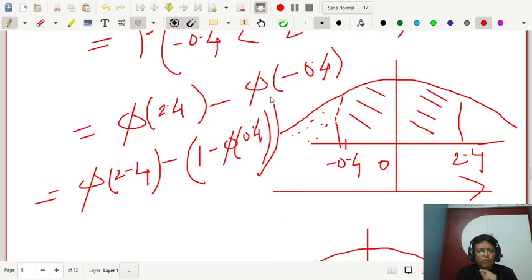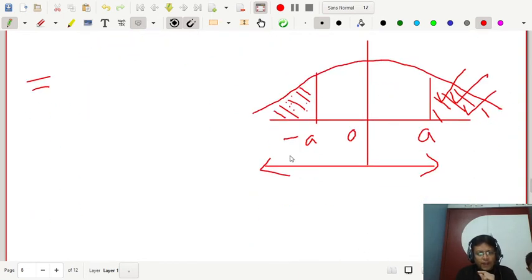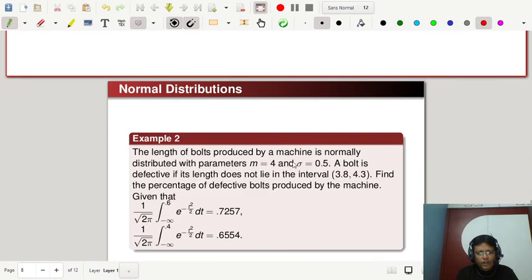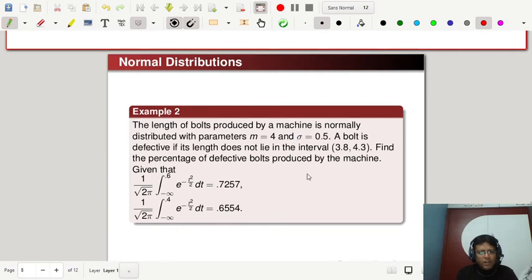So similarly, if you want to calculate phi of minus a, then phi of minus a is equal to 1 minus phi of a, right? So this is how you can calculate phi of a.